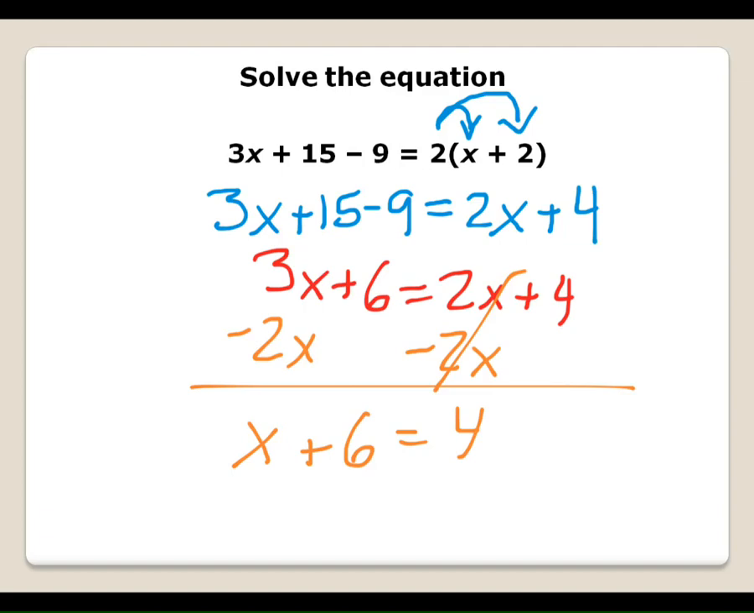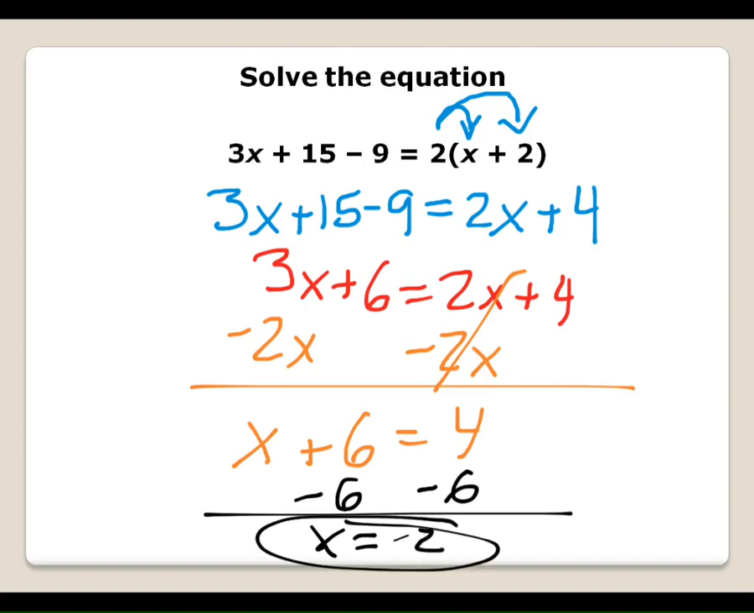Finally, I'm just left with the plus 6 to get the variable by itself. So I will subtract 6 from both sides, and x is negative 2. Okay, see how that works?